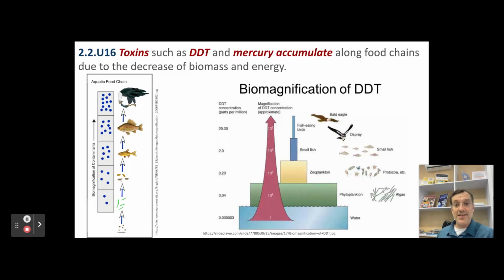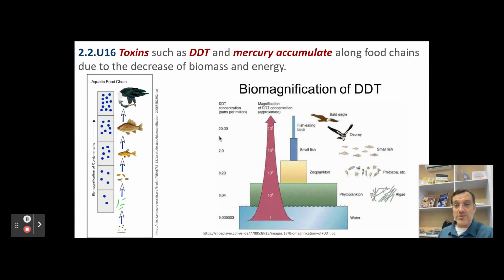You can see that in this slide right here about DDT. So that at each level, the concentration from where DDT originally entered the ecosystem was very, very, very few parts per million. And if you look at the numbers here, it goes from 0.000003 to 0.04 in the producers, the phytoplankton, to 0.20 parts per million in the zooplankton, to 2 parts per million in the small fish, to 20 parts per million in your top end predators.